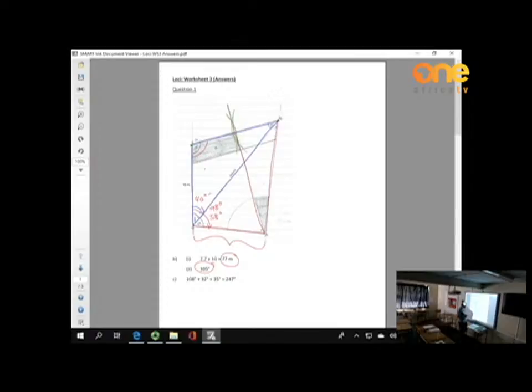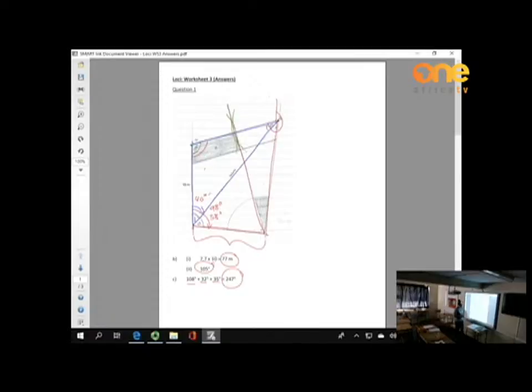And find the bearing of A from B. So you will need to find this bearing, 108 degrees plus 32 degrees plus 35 degrees, and that will be 247 degrees.